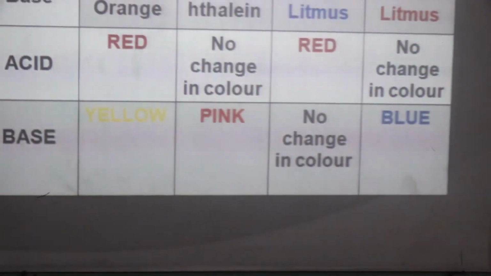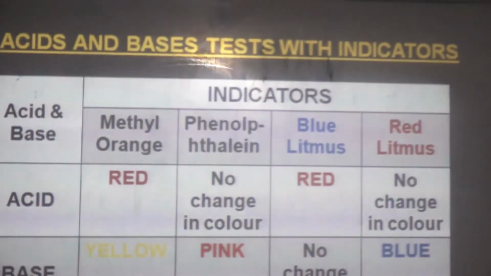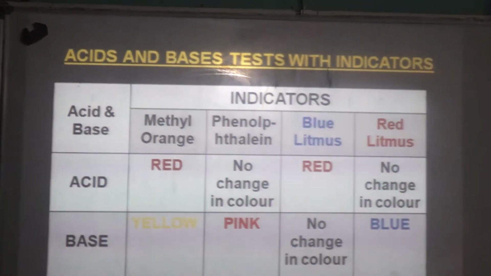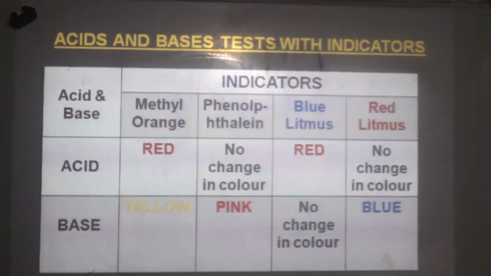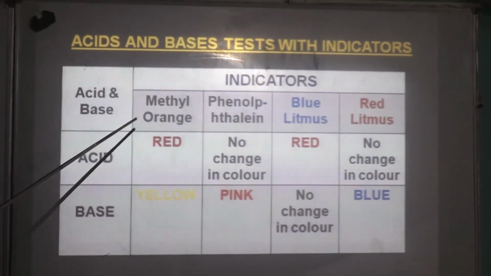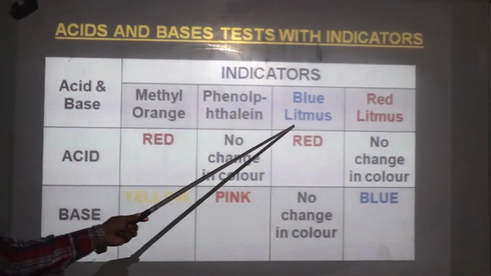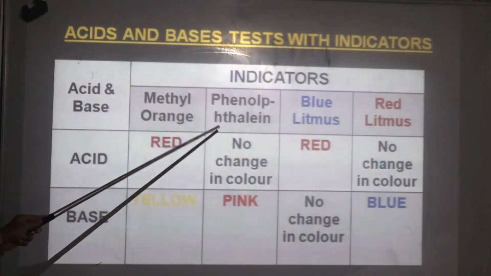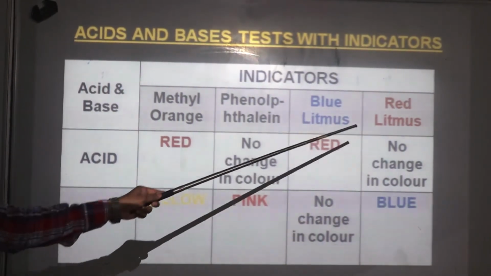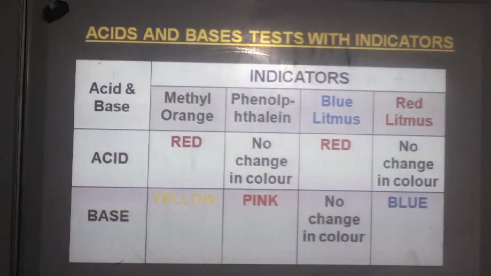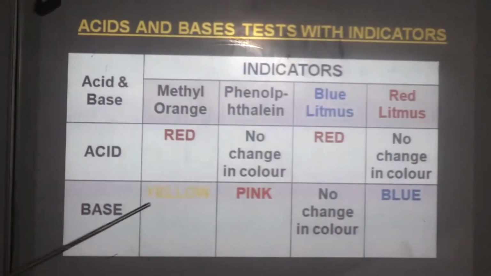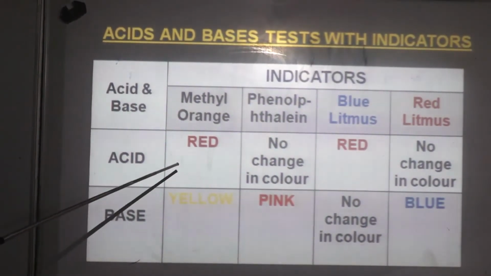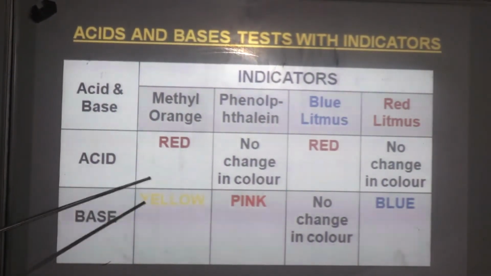Now let us see. The first important thing is testing. If a solution is given to you, how to test it to know whether it is acid or base? In laboratory we use 4 major indicators: methyl orange, phenolphthalein, blue litmus paper and red litmus paper. Methyl orange is an orange colored solution, phenolphthalein is a colorless solution, blue litmus and red litmus are the papers with blue color and red color. Now how to test them with acid? If 1 or 2 drops of methyl orange is added to an acid, immediately it turns red. This is the test for acid.